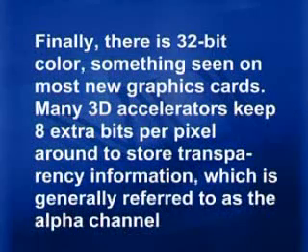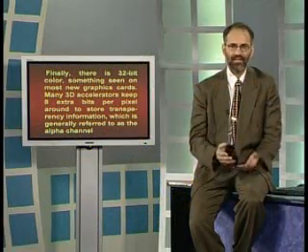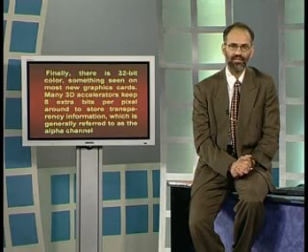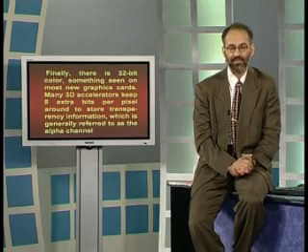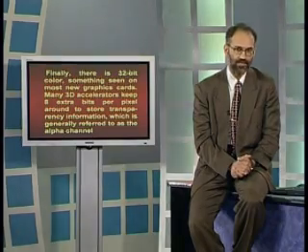Finally, there is the concept of 32-bit color as well, which is something seen on most new graphics cards. Many 3D accelerators keep 8 extra bits per pixel to store transparency information, which is generally referred to as the alpha channel. So that is when we revisit the concept of alpha channel. हमने कहा था कि R, G और B तो हैं ही, लेकिन साथ में एक चौथा एलिमेंट भी आ जाता है एट टाइम्स, अल्फा, जो कि रिलेट करता है टू द ओपेसिटी ऑफ द कलर और ट्रांसपेरेंसी ऑफ द कलर. So this is the same alpha channel that is being made use of by the modern 3D accelerated graphics cards.